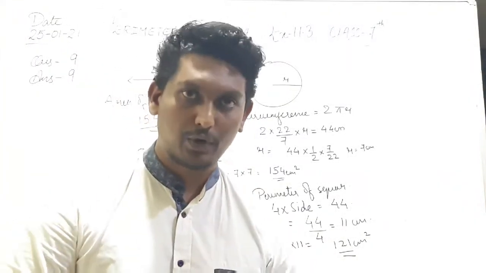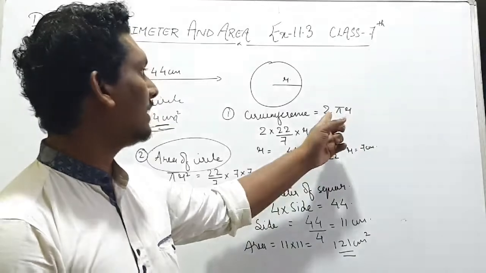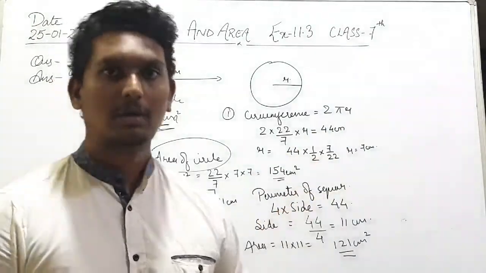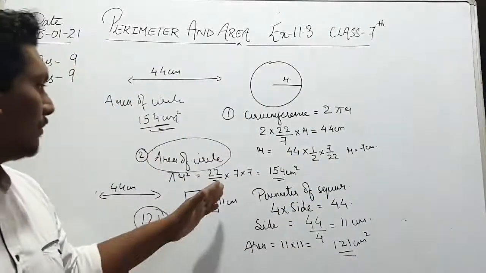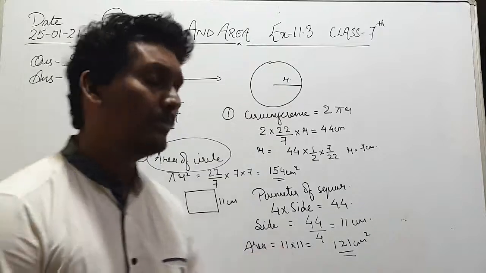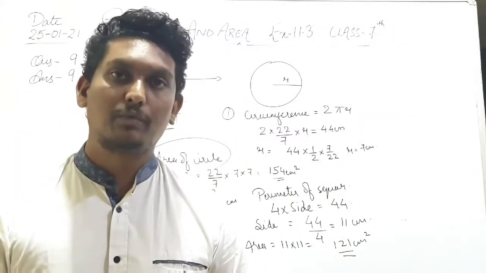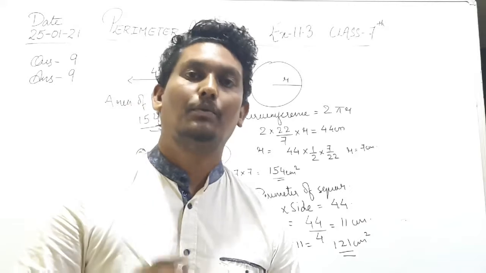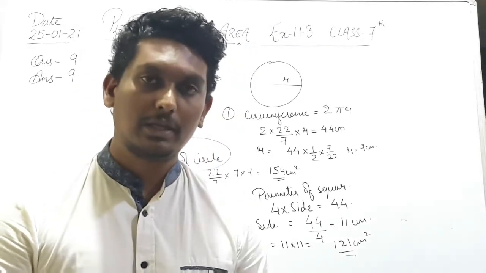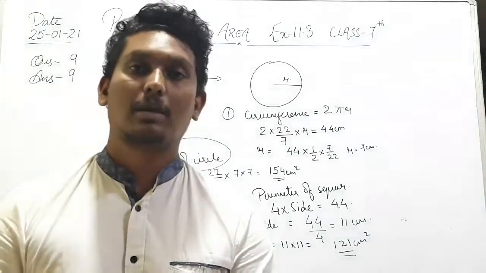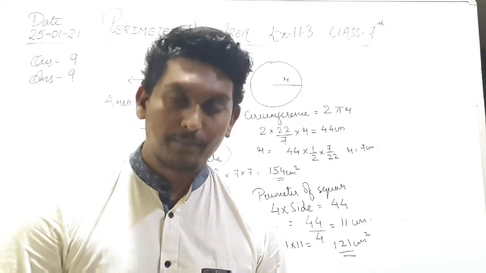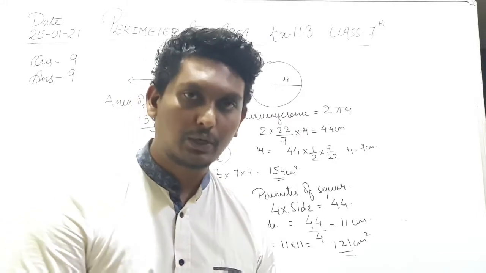Okay, so this question is homework for you. First find the circumference, then area of circle part, then come to the square part, perimeter of square, then area of square. Then both the areas you have to compare, which figure encloses more area. In the final answer you have to write it, circle encloses more area. Okay, hope it is clear to you. Just go through it.